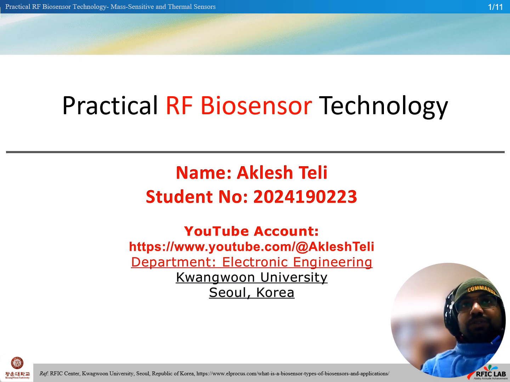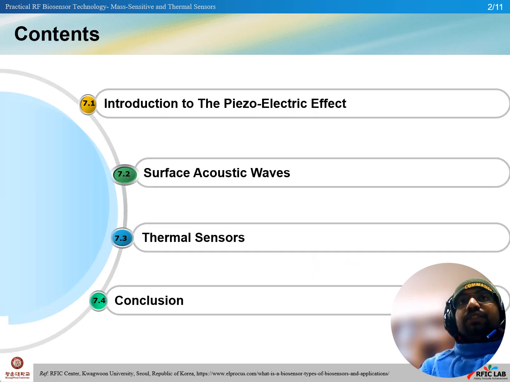Today I am going to discuss a particular RF biosensor chapter, chapter 7, which is mass sensitive and thermal sensors. In this slide we will talk about the general introduction to the piezoelectric effect. Then we will go through the surface acoustic wave. Then we will go deeper into the thermal sensor, and at last we will conclude our presentation with the different types of piezoelectric effect sensors and the thermal sensor.